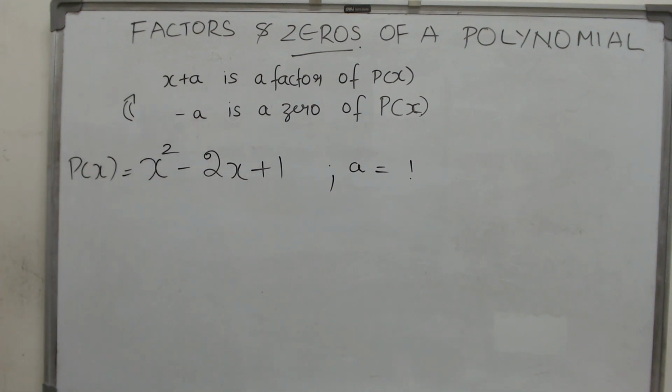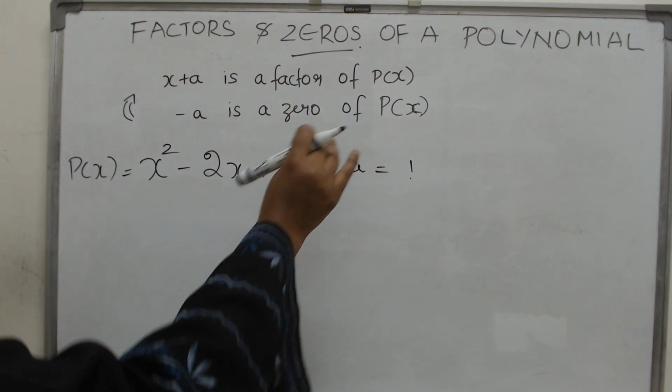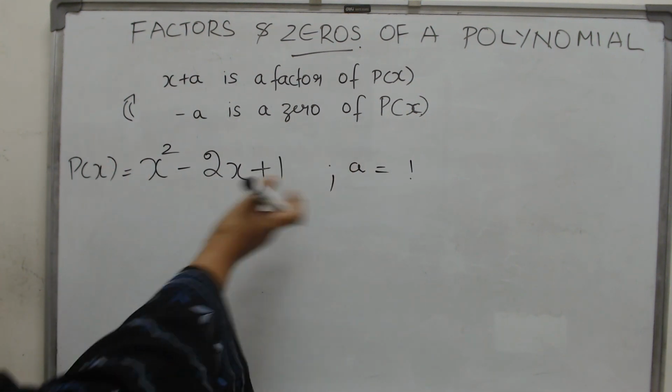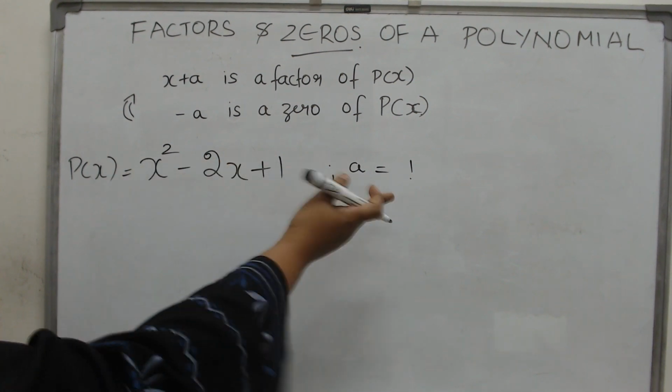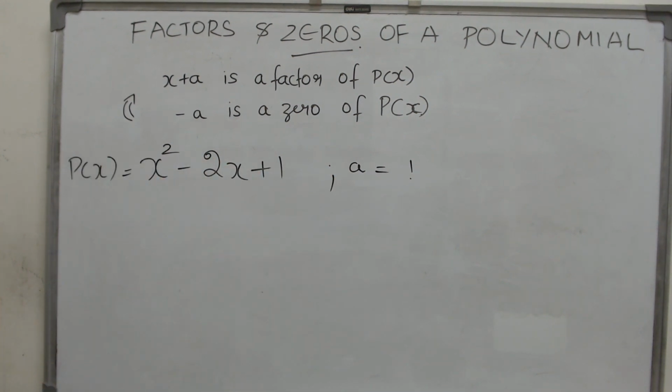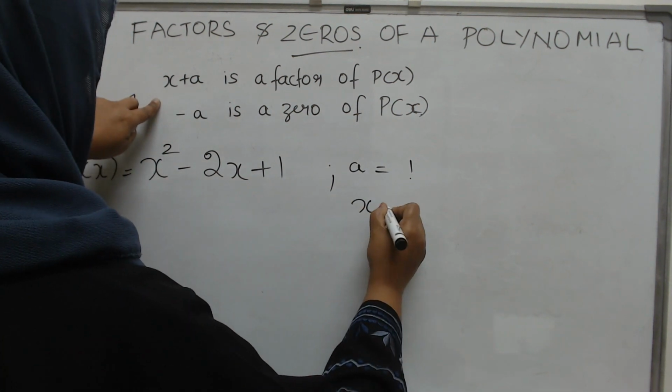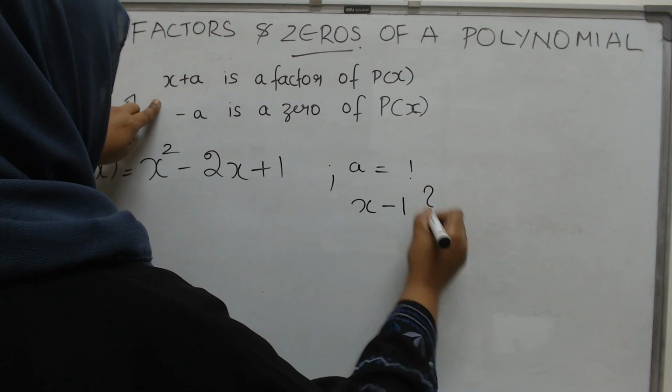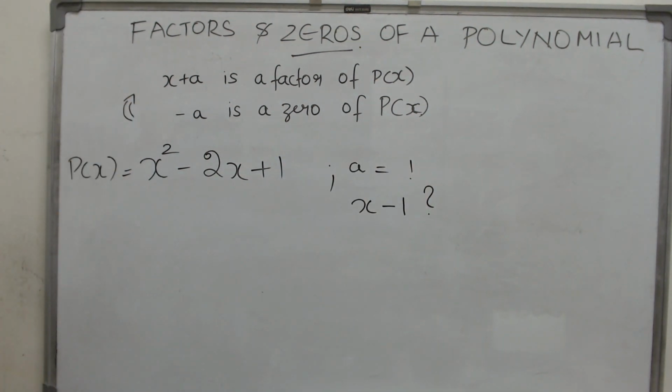Randomly take any polynomial. I have taken this x square minus 2x plus 1. And 1 is a 0. You can check for yourself. Wherever you have x, put 1 and see, you will get 0. So 1 is a 0. Now what is our question? Is x minus 1 a factor? Of course it is.